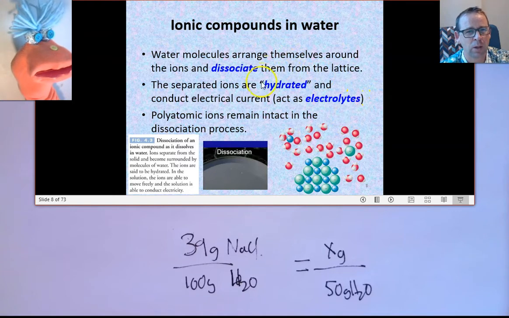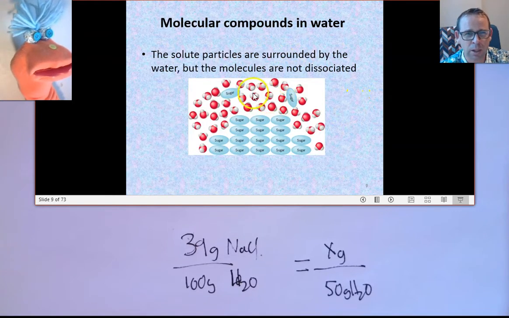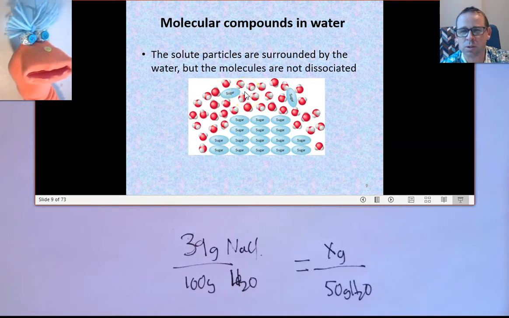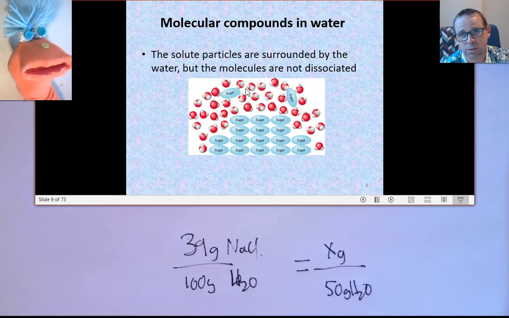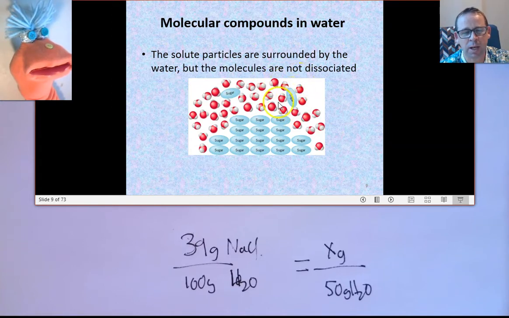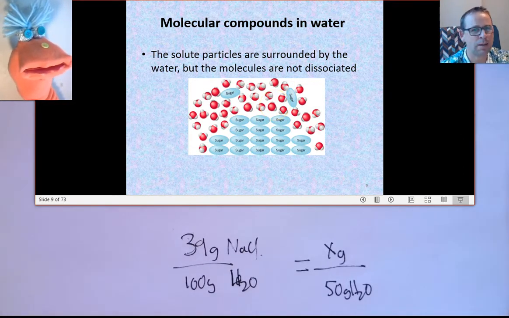Okay? Molecular compounds also dissolve, but they don't dissociate because there are no ions to separate and remove from the three-dimensional lattice. Okay? They dissolve the same way. Water molecules surround them and provide the stability for the individual molecule. But again, no ions result.